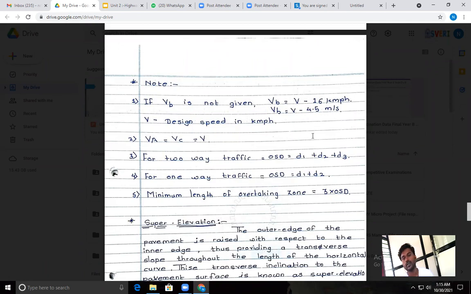Okay, what does this indicate? Suppose the velocity of a slow moving vehicle is not given. At that time we will take the velocity of the slow moving vehicle as the velocity of the fast moving vehicle minus 16, when the velocity is given in kilometer per hour. When the velocity is given in meter per second, we'll take the velocity of the slow moving vehicle as V minus 4.5 meter per second.